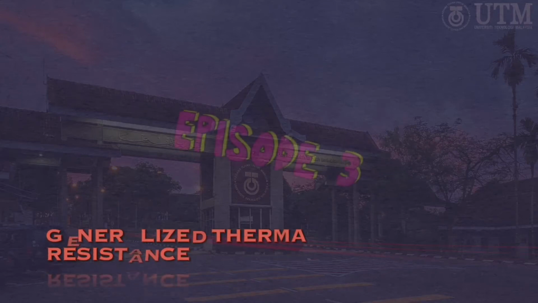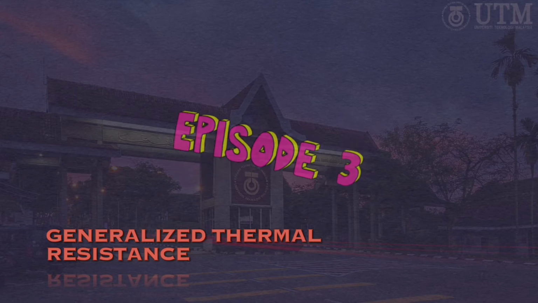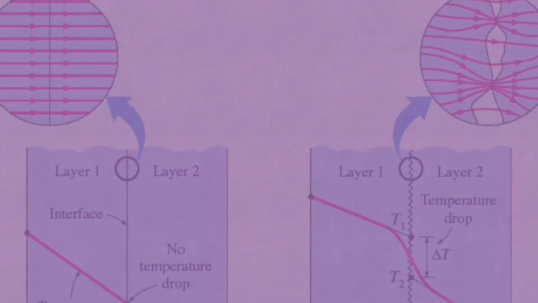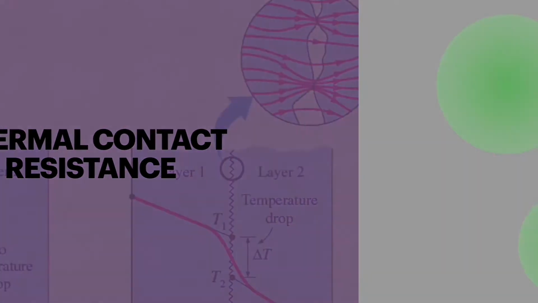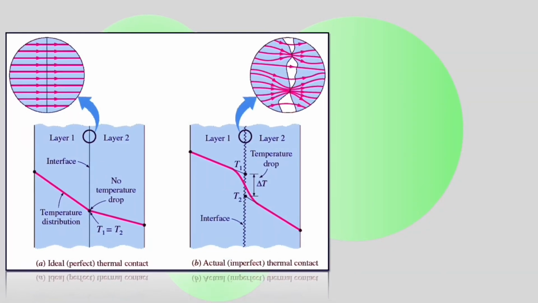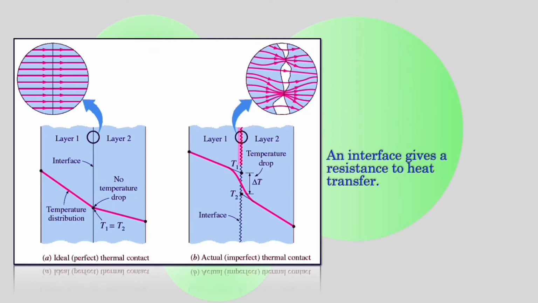In analyzing heat conduction through multi-layer solids, we assumed perfect contact at the interface of two layers and thus no temperature drop at the interface. This would be the case when the surfaces are perfectly smooth and produce a perfect contact at each point.